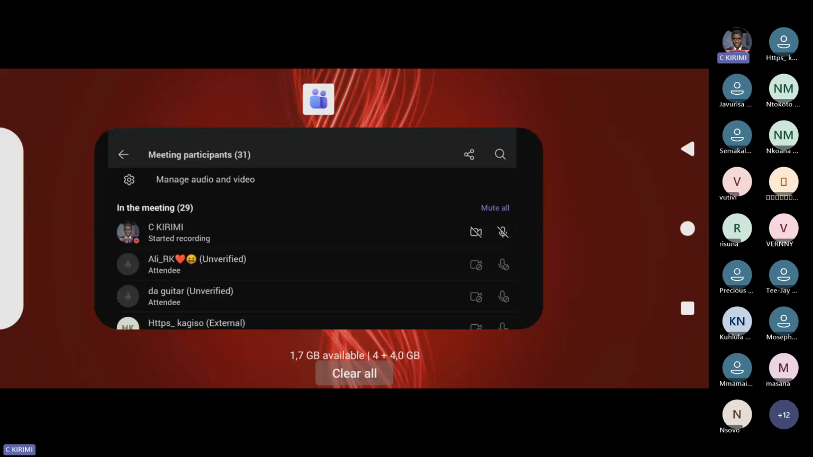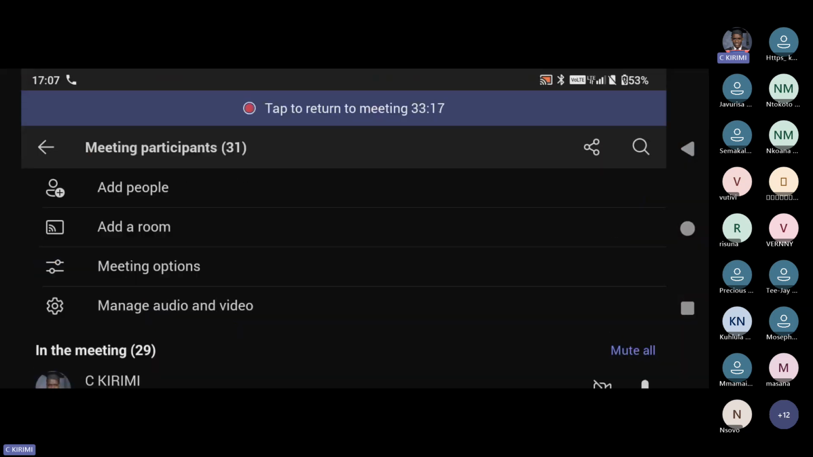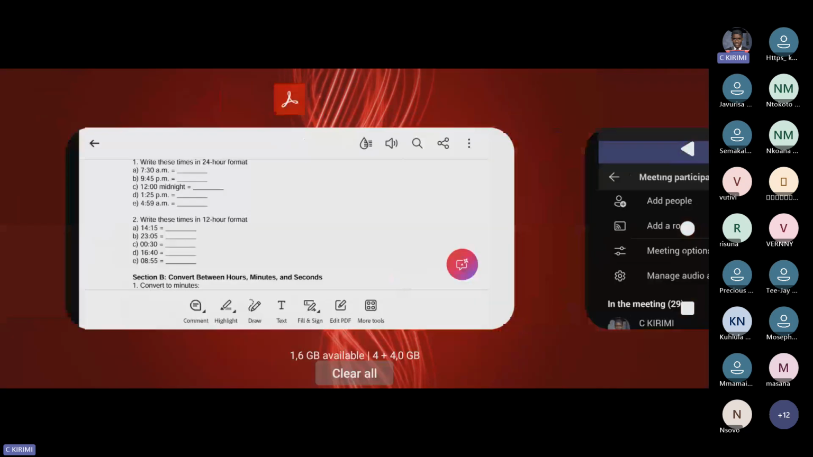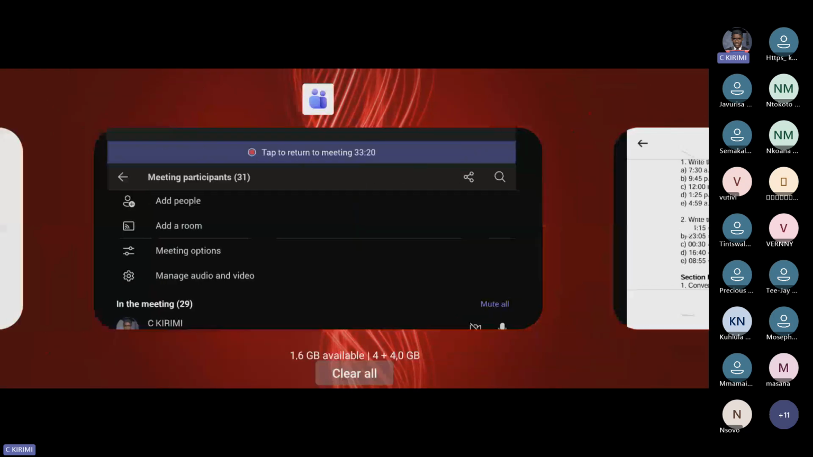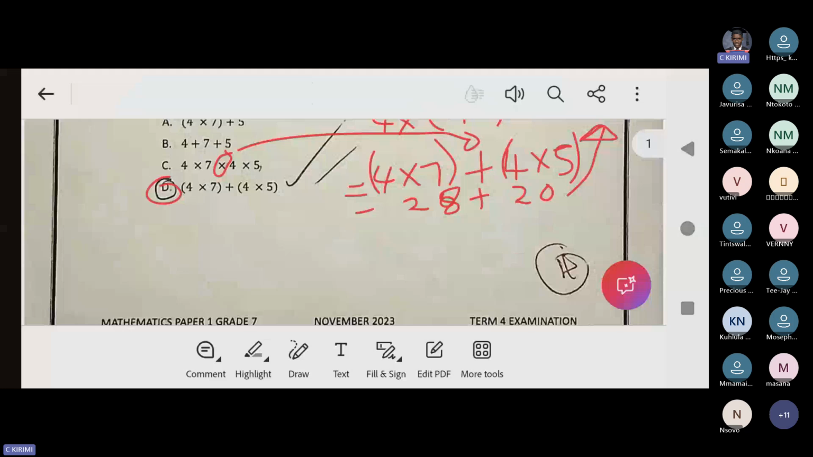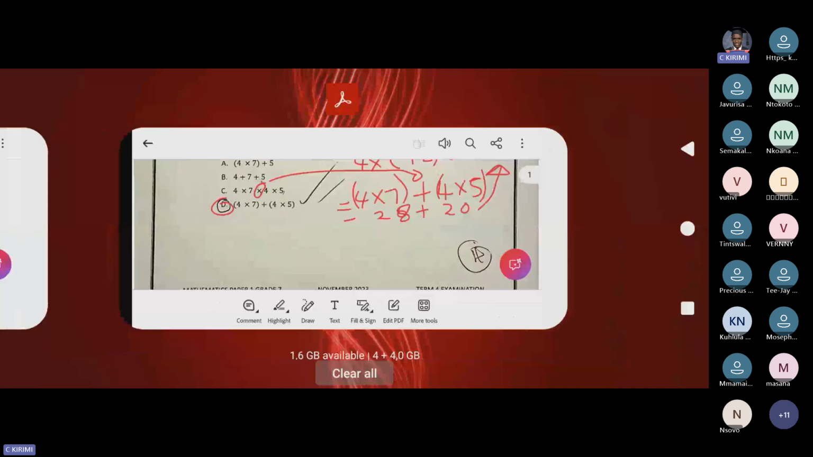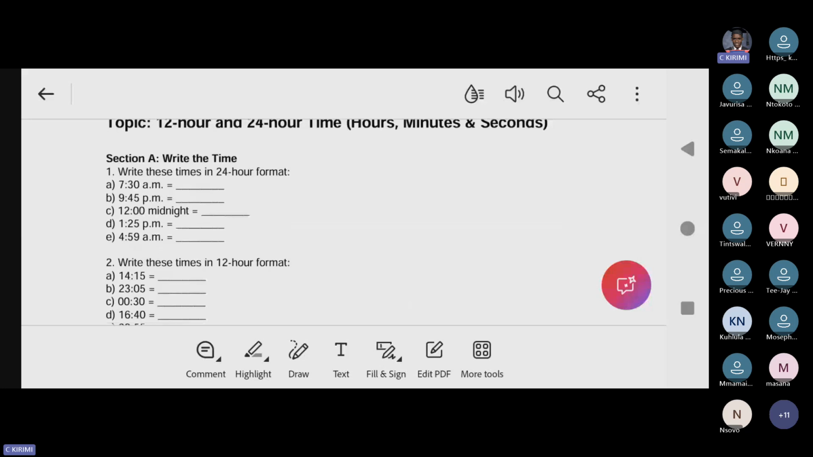Let's start. Those who are late, we are not going to attend to at this time. We are going to revise grade 5 and grade 6 time. Thereafter, we go to grade 7, which is the question paper that we left yesterday. In the meantime, we'll revise the grade 5, 6 time, and thereafter we continue with the grade 7 question paper.